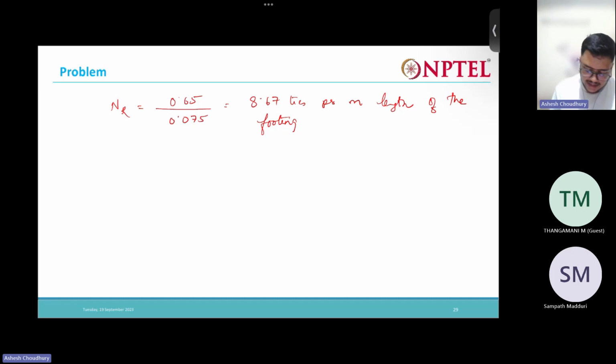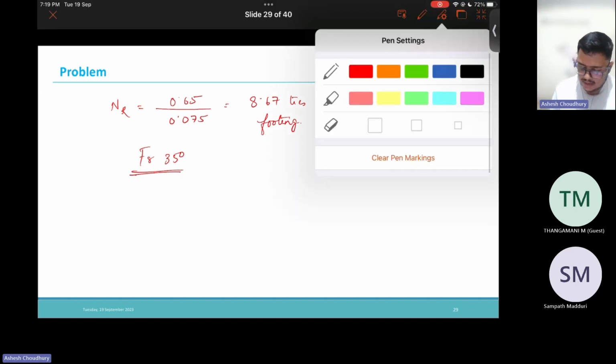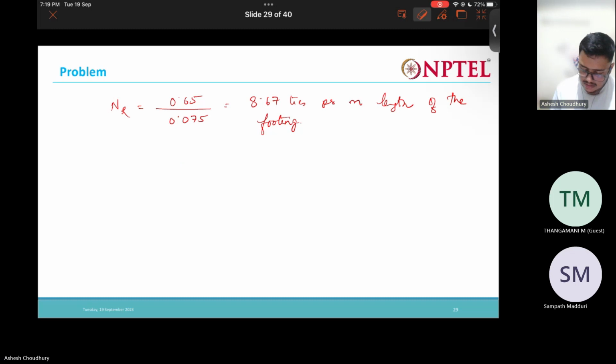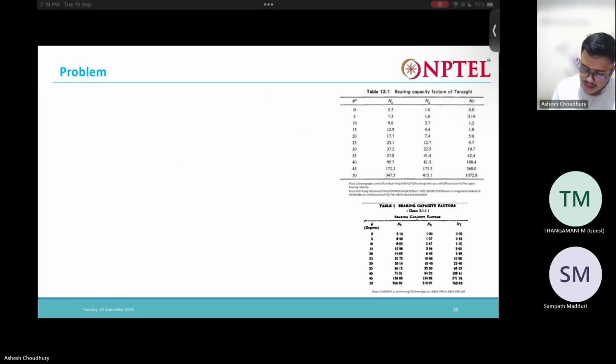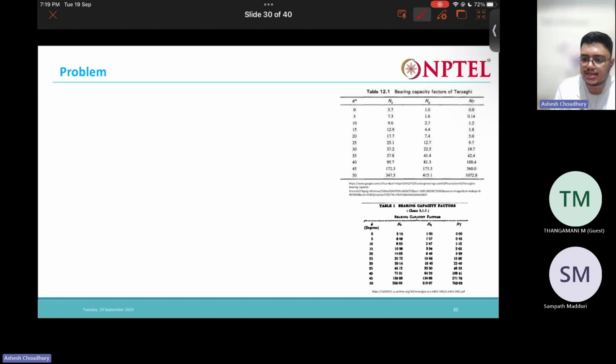Now for 35 degrees, let me just go to the next slide because I have that there. Now see the solution which was done in the class. In the solution done in the class, I saw that for 35 degrees, they took these values of NQ and N gamma, 33.3 and 48. These values were given.